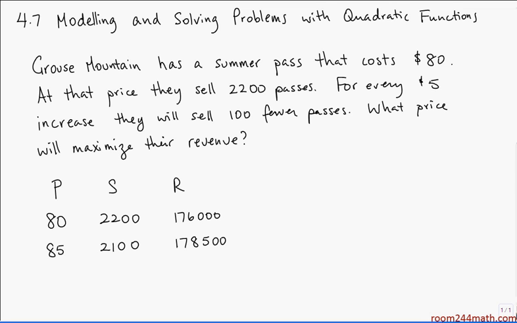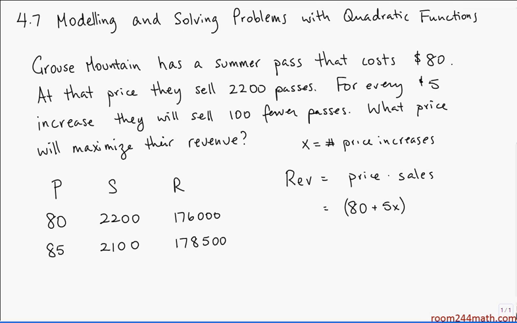Now, here's, as I said, a very quick way. Revenue, as I said, is simply a product of price and sales. So what we're going to do is come up with an expression for price and an expression for sales. The expression for price is going to start with the base price, which is 80. And then we have 80 plus 5x, where x represents the number of price increases.